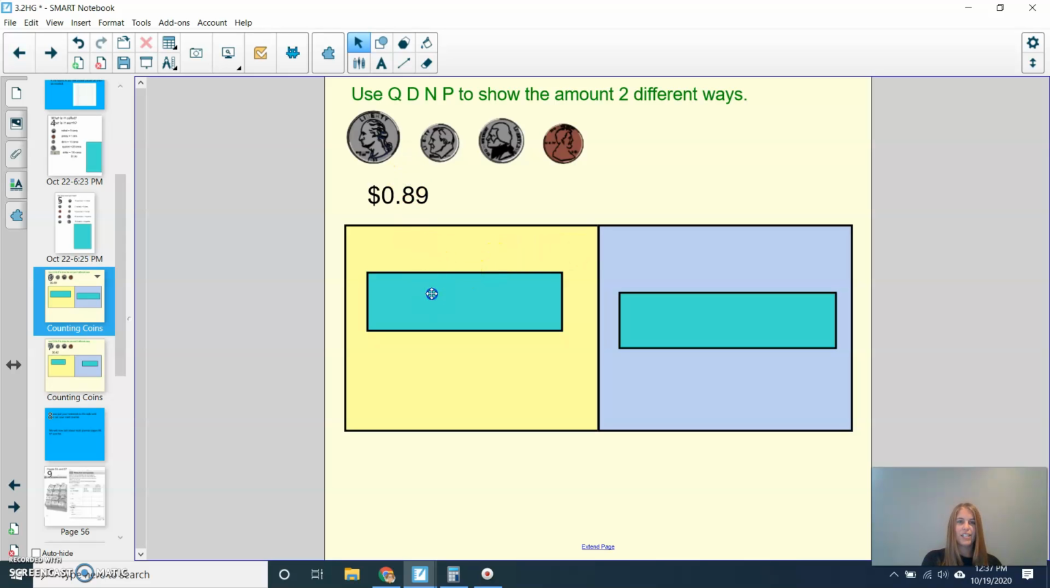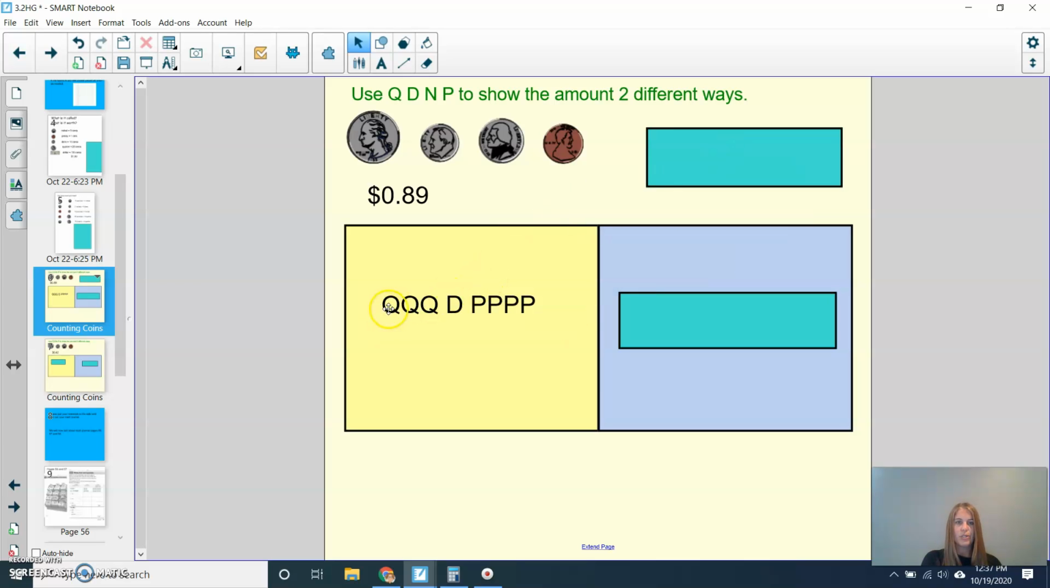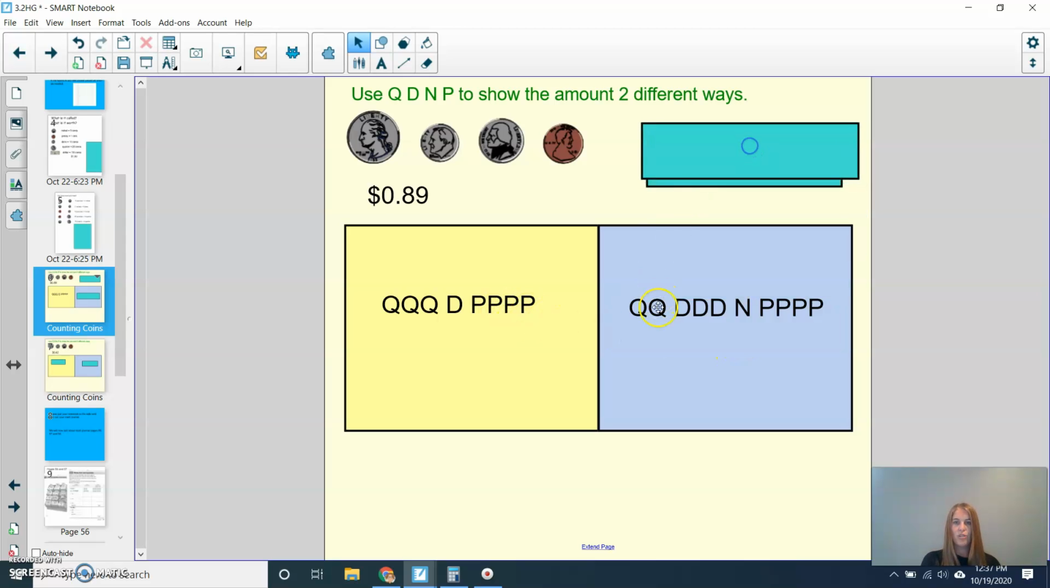All right, second graders, so for my first way, I used 3 quarters, which equals 75 cents. A dime gets me to 85, and then pennies, 86, 87, 88, and 89. The second way, I had 2 quarters, which is 50. Then I'm going to count by tens with my dime. So then I had 60, 70, 80. A nickel brings me to 85, and then 4 pennies to get me to 89.